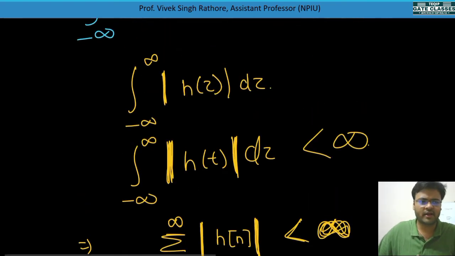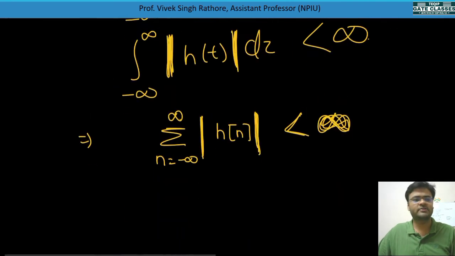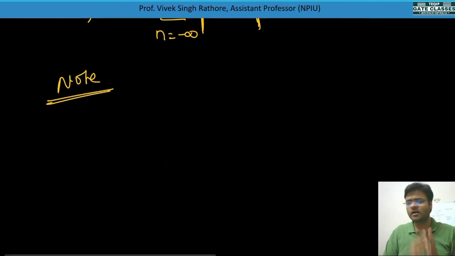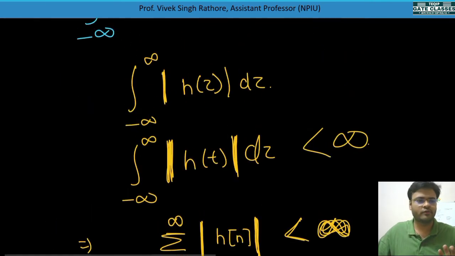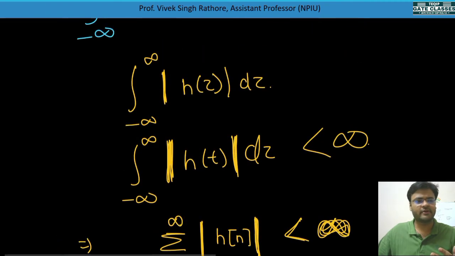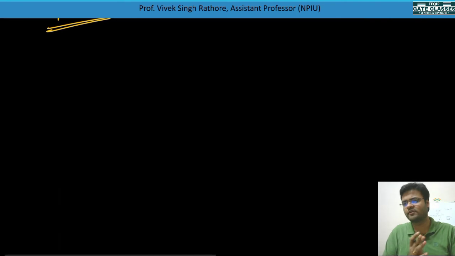This is the main criterion for checking whether a continuous time system is stable or not, by seeing its impulse response. So the final point I need to tell you is that a continuous time LTI system is stable only if its impulse response is absolutely integrable. For a discrete time system, the impulse response should be absolutely summable, and then only the system is said to be stable.